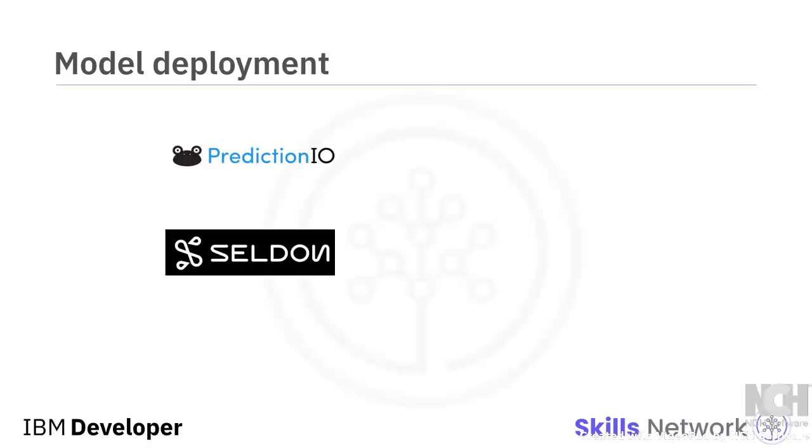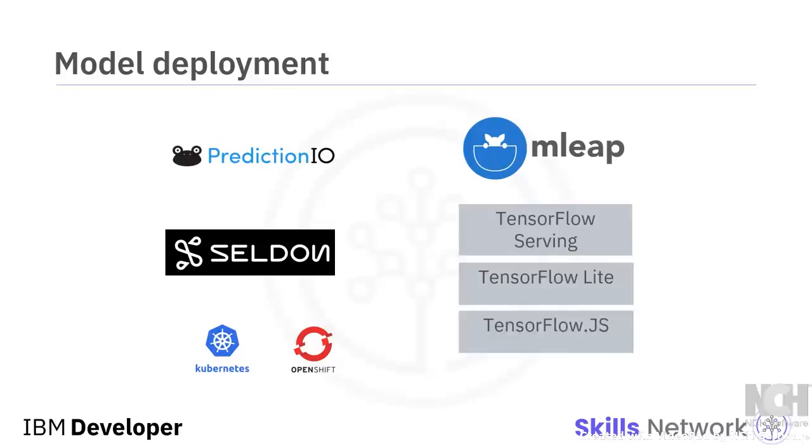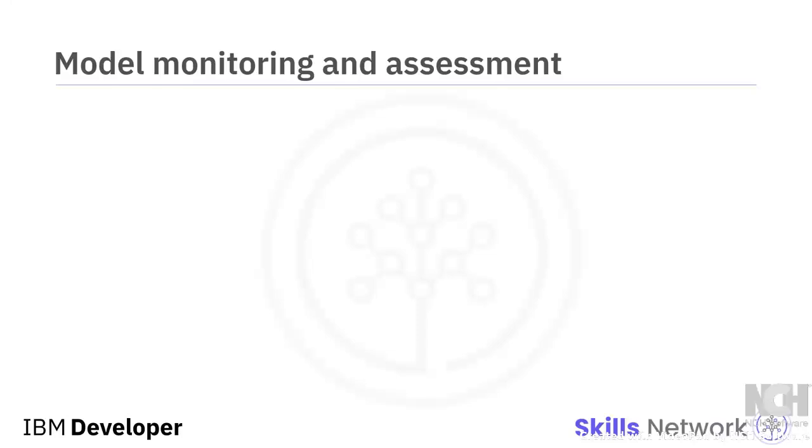Seldon is an interesting product since it supports nearly every framework including TensorFlow, Apache Spark ML, R, and scikit-learn. Interestingly, it can run on top of Kubernetes and Red Hat OpenShift. Another way to deploy Spark ML models is mleap. And finally, TensorFlow can serve any TensorFlow model using the TensorFlow service. It can be an embedded device like a Raspberry Pi or smartphone using TensorFlow Lite and deployed to a web browser using TensorFlow.js.